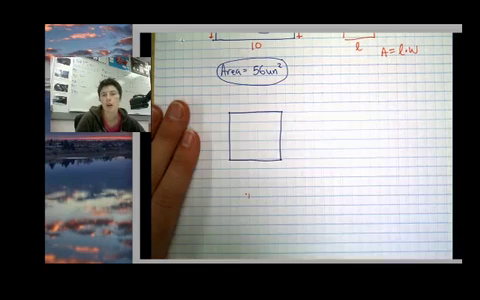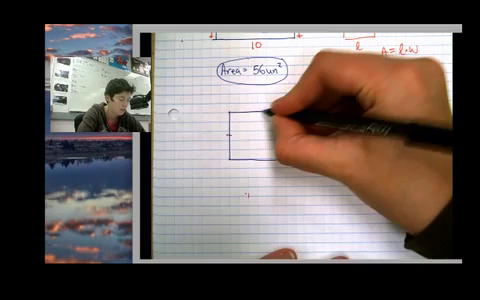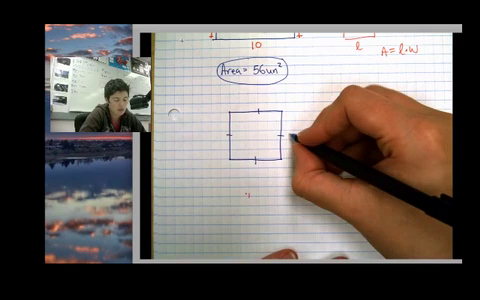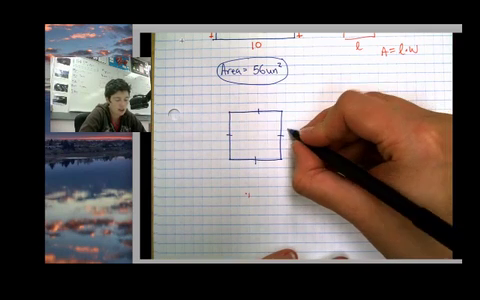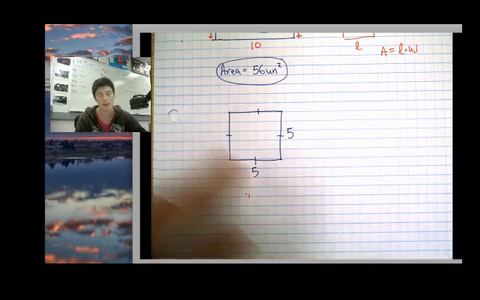And let's think about what we know about squares. For instance, we know they have 4 equal sides: 1, 2, 3, 4. So if I measured it and said, how about this is a side of 5 units long? Then I would know that all the other sides are 5, 5, 5.